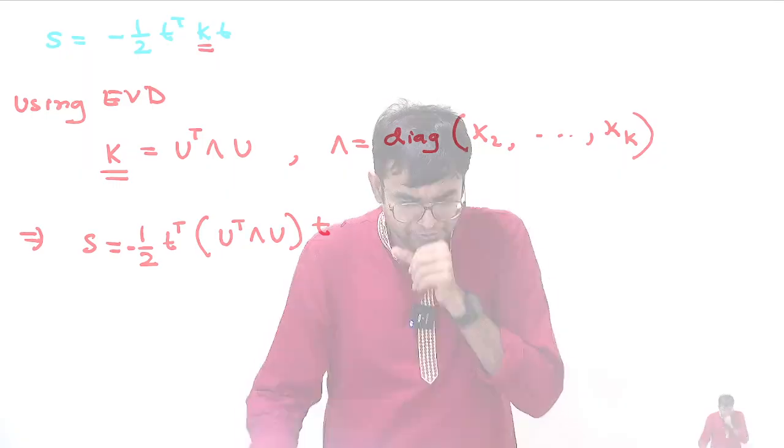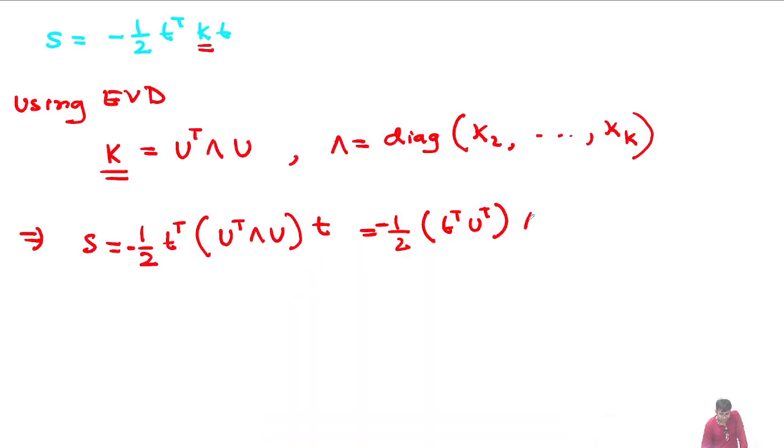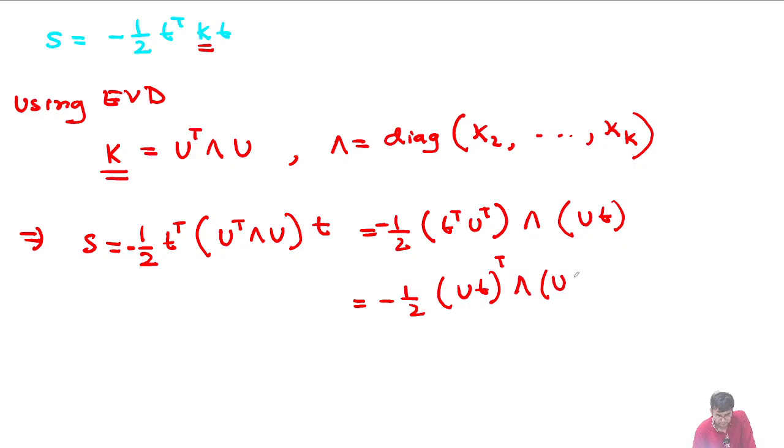So minus half T transpose U transpose lambda U multiplied by T, right? So let us try to arrange it. Half, that is a minus sign, sorry. T transpose U transpose lambda UT, which is equal to minus half UT whole transpose lambda UT, right? Now what is UT?